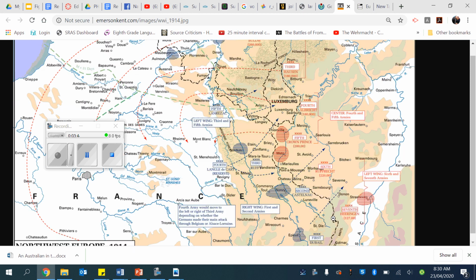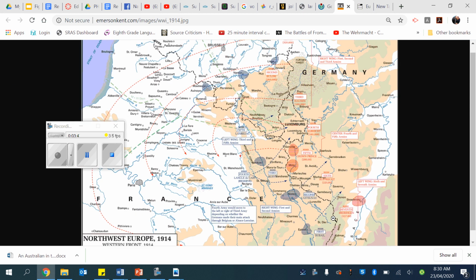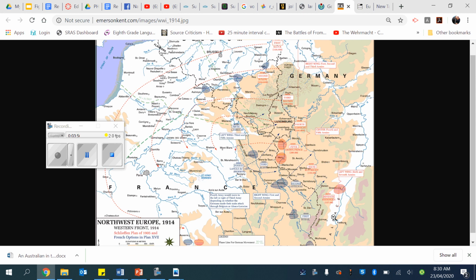So Schlieffen realized that any main thrust coming through here on this left wing, if you will, would be slow and cumbersome, because you have to try and get a large army of upwards of 1,000,000 men and their artillery and all their supplies and equipment all the way through these mountains and forests and rivers. Okay, and that would take a long time. That would also mean the French would be ready to meet them at their forts here.